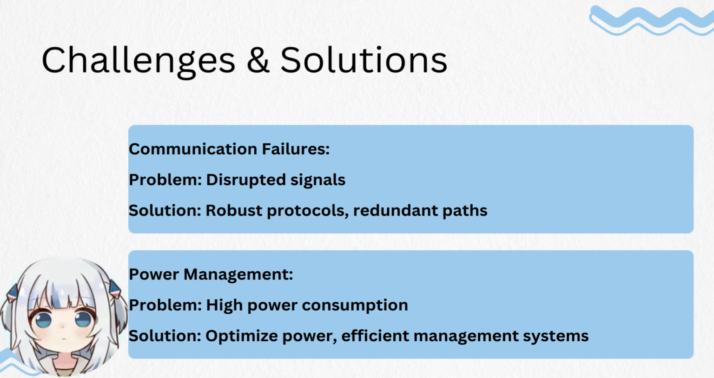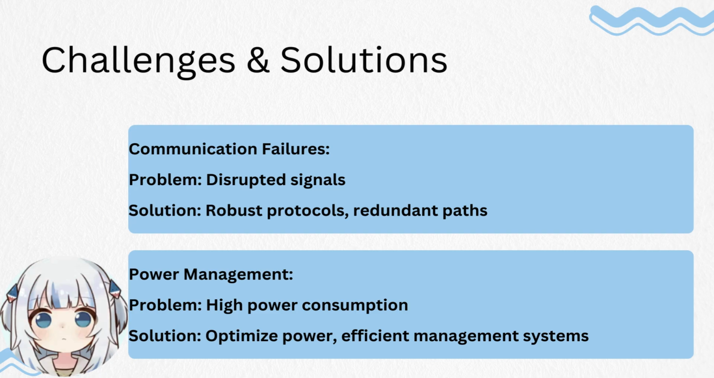Apart from that, communication failures between system components can disrupt functionality. To address this, robust communication protocols with error checking and correction mechanisms should be implemented. Additionally, using redundant communication paths can maintain system integrity even if one path fails.